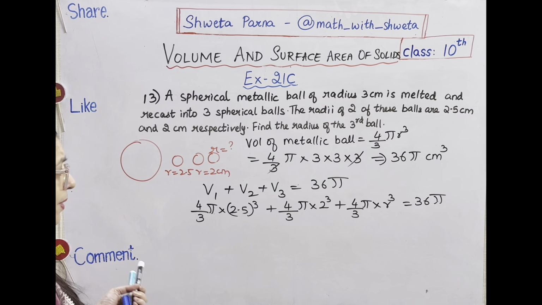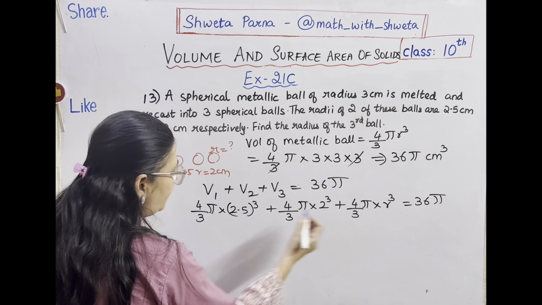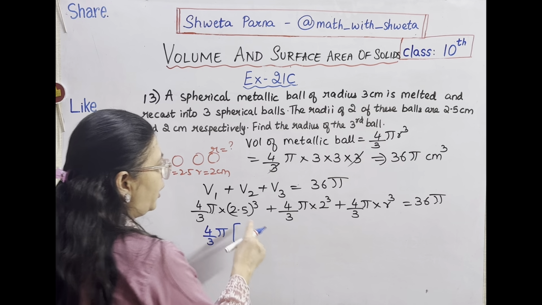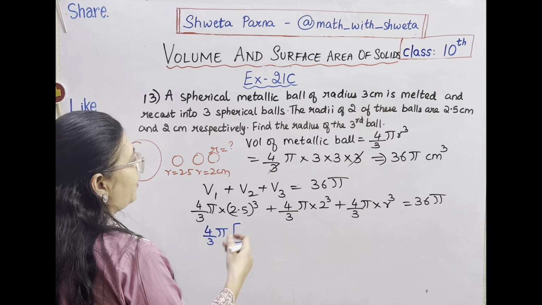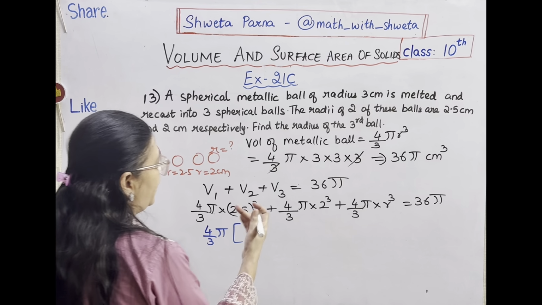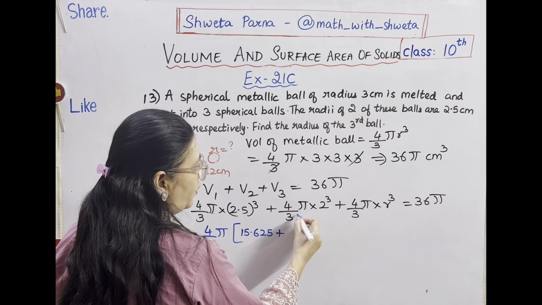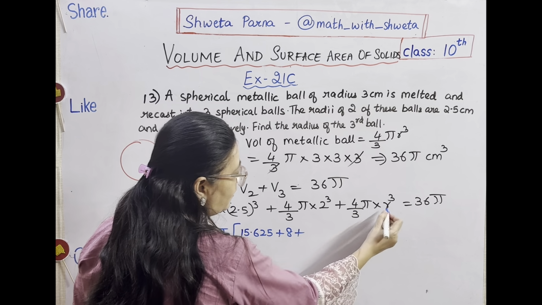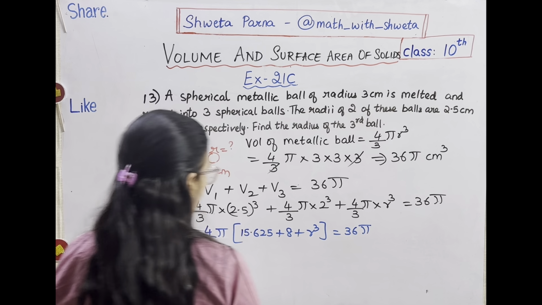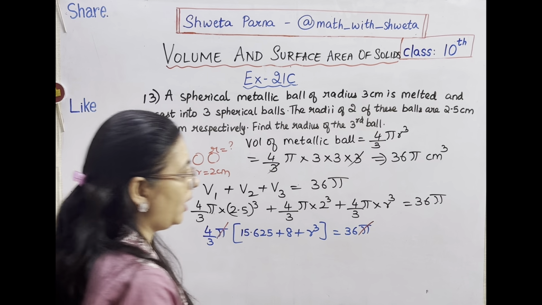Okay. Now next step, instead of multiplying it, we can take a common factor. The common factor is 4 upon 3 pi. In the bracket, what will you get? What is 2.5 the whole cube? 25 into 25 is 625, 625 into 25 is 15625. So 15.625 plus, over here, 2 cube is 8, plus r cube is equal to 36 pi. Okay. Now this pi and this pi get cancelled. Now let's go ahead.